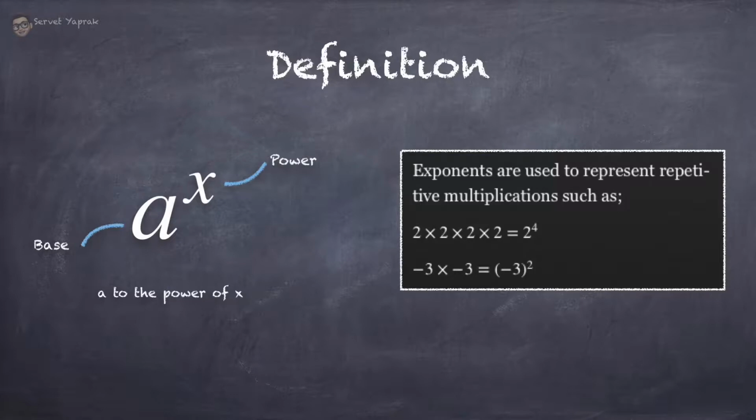Exponents are used to represent repetitive multiplications such as this one: 2 times 2 times 2 times 2 is basically written as 2 to the power of 4. This is a lot more efficient than writing the expression like that. Or negative 3 times negative 3 can be written as negative 3 squared.